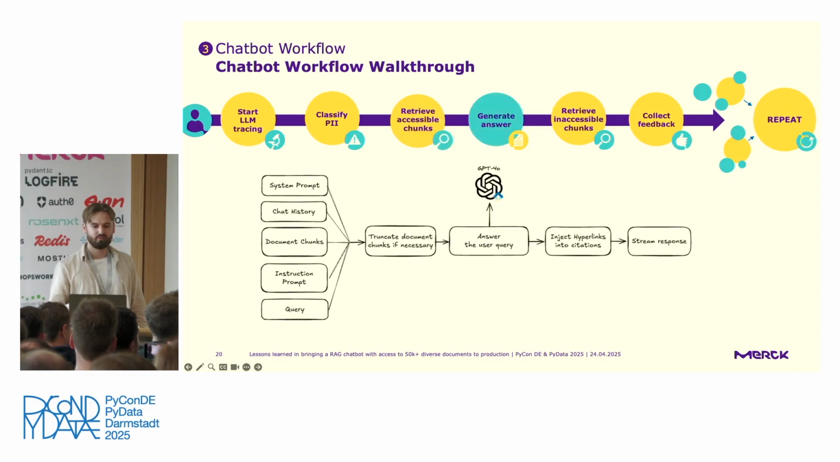Now the next step is just the normal RAG response generation. We just combine system prompt, chat history, retrieved chunks, a special instruction, and the query. And then we truncate the chunks if necessary. We generate the answer, and we instruct the model to really cite the sources it's using for the answer generation, which we can then replace with just hyperlinks to the documents in the source system.